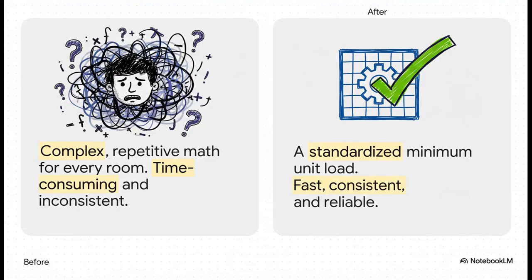And the difference this makes is staggering. Before this rule existed, engineers were stuck in this complex, super repetitive process for every room. It was slow, and honestly, it was prone to mistakes. But now, they have a fast, consistent, and reliable method. This saves an insane amount of design time and makes sure every single room is built to the exact same high safety standard. It is a total game changer.